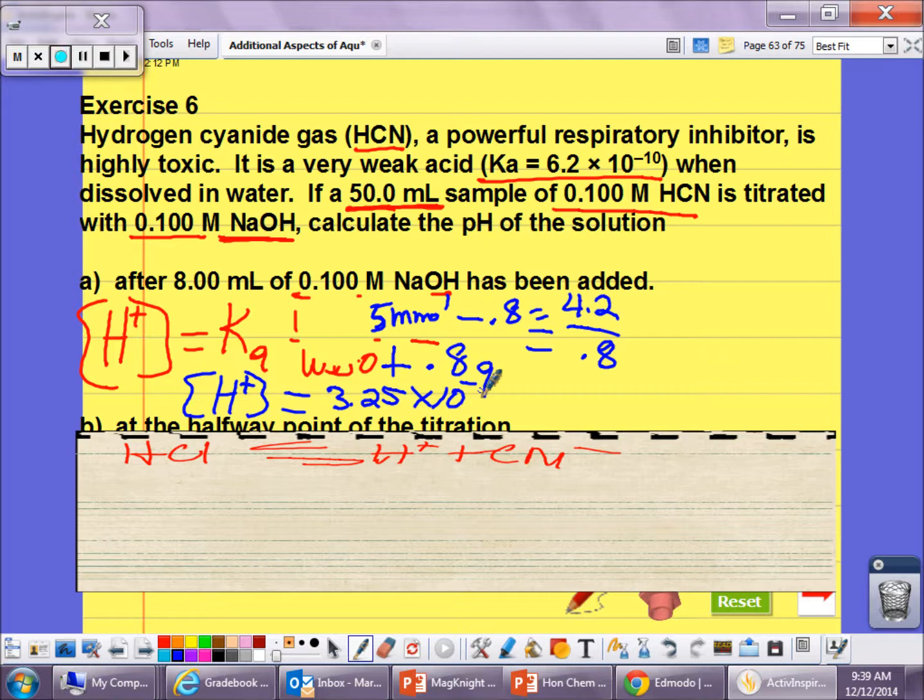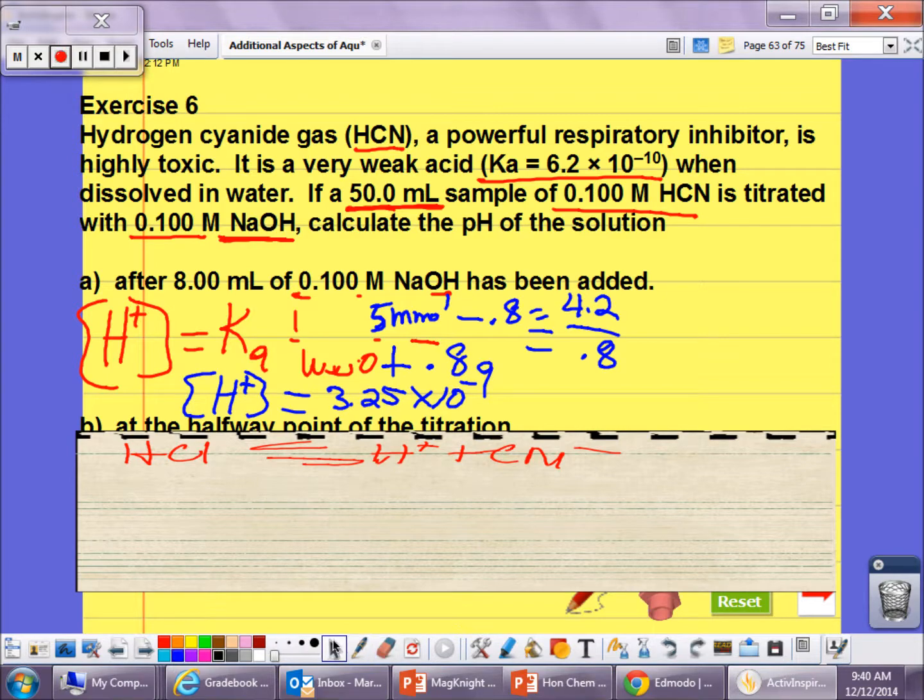And then you ask yourself, does it make sense? It is a weak acid. We are adding a strong base. It should form a basic salt, and that basic salt should have a pH greater than 7. Okay, let's finish this problem.